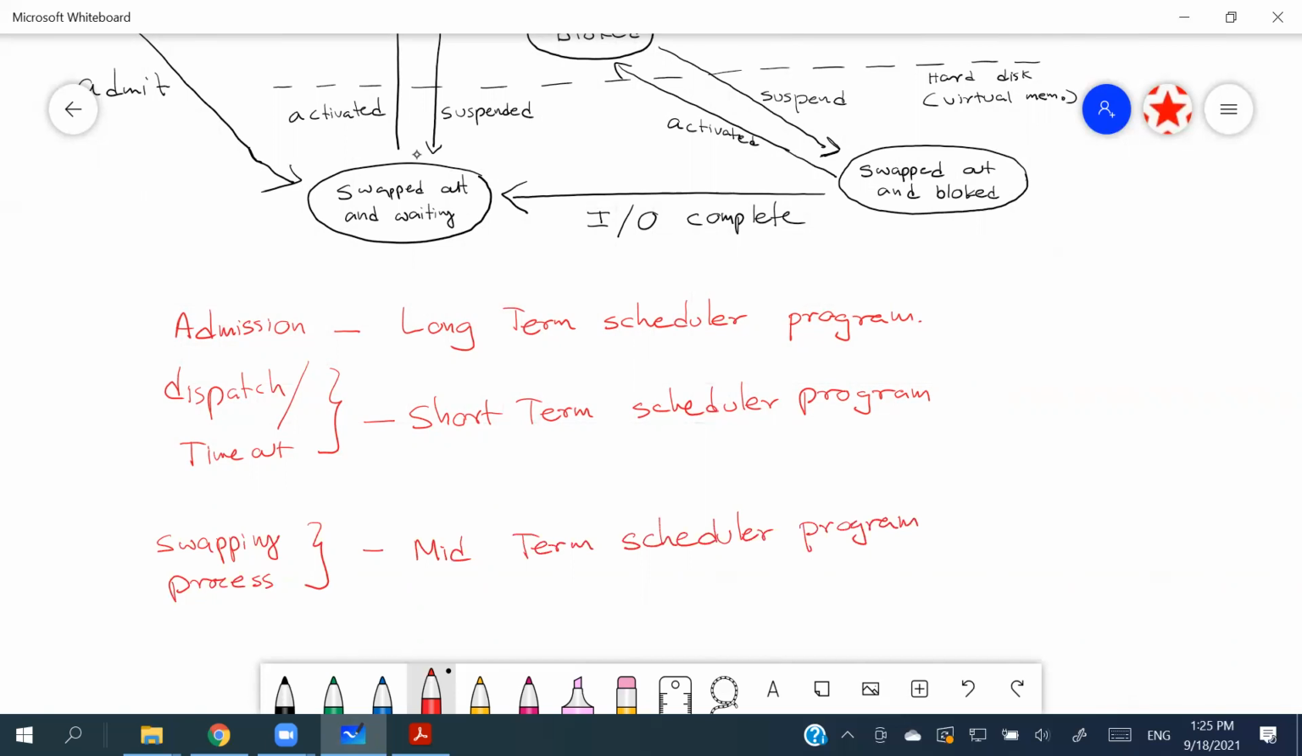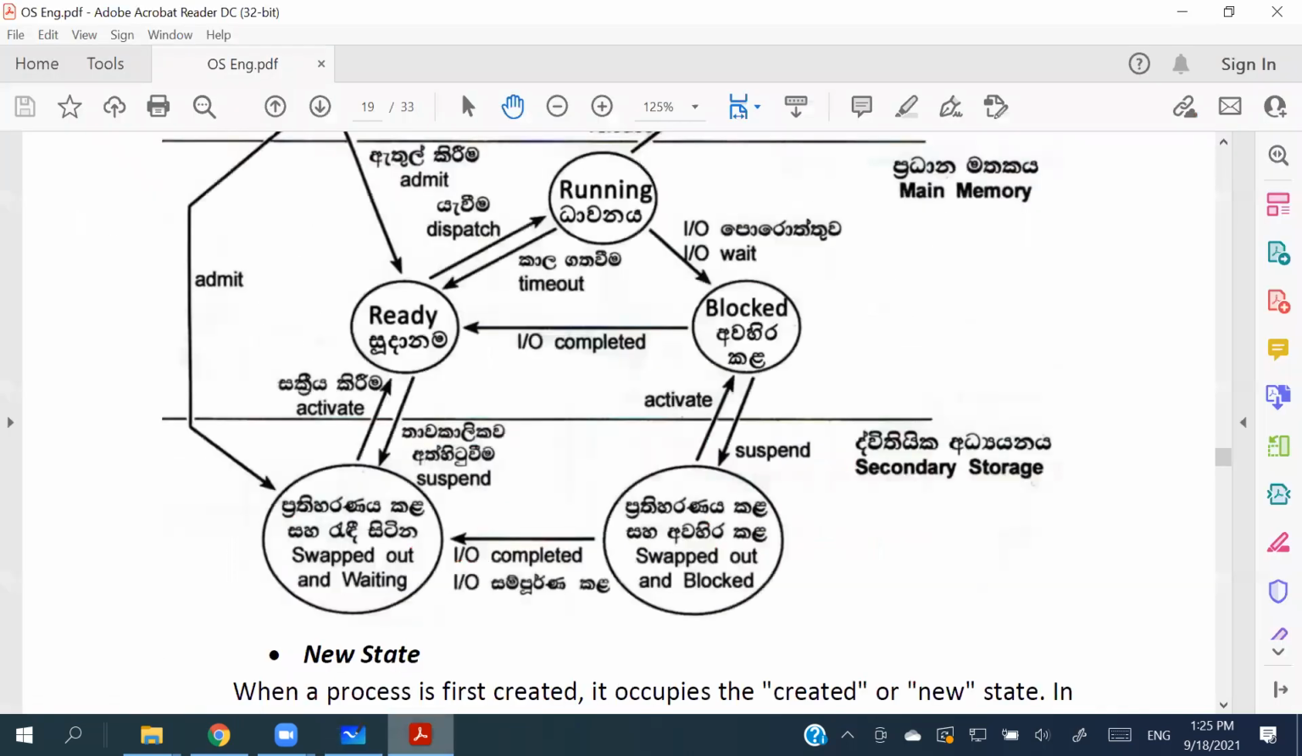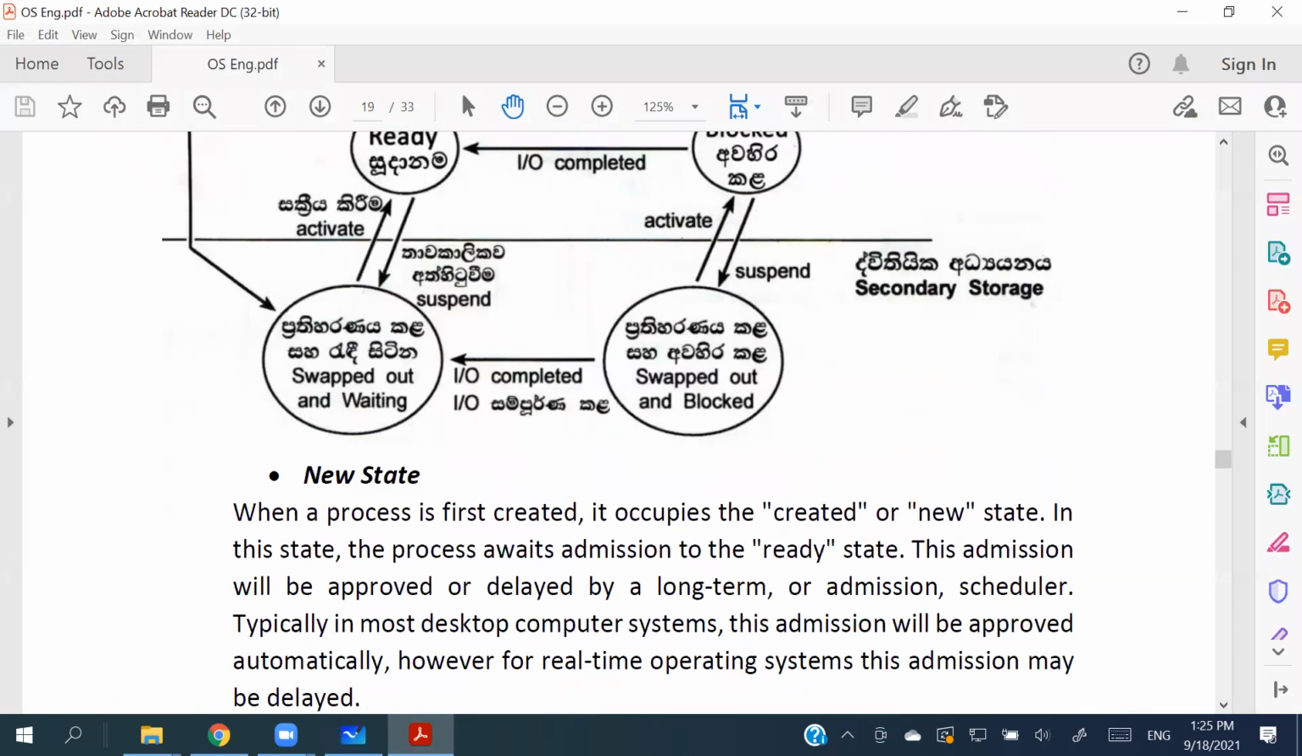Right? The long-term scheduler is there to do the admission part. Dispatching and timeouting is done with the help of the short-term scheduler. With the help of the mid-term scheduler, we can do the swapping part. Right? So keep that in mind. You may need those things when we are talking along the notes.